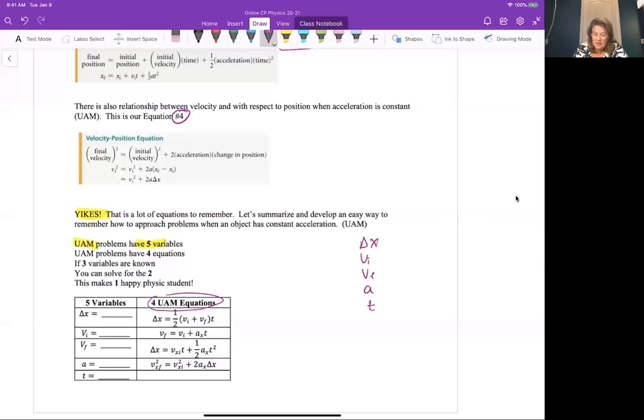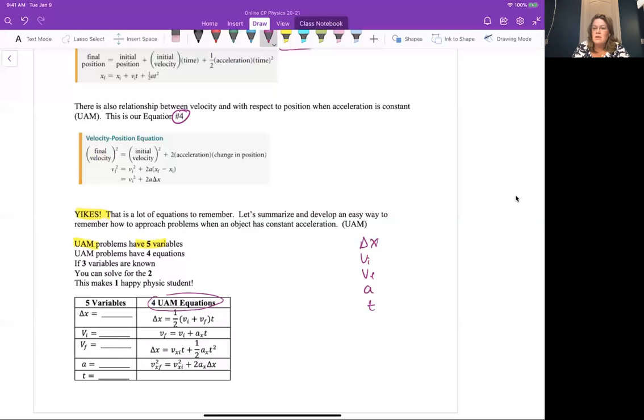Delta x is equal to V initial times time plus 1/2 A times t squared. What does that little subscript x mean? That's in the x direction. I can apply it in the y direction if I want to, and then I call it delta y. V final squared is equal to V initial squared plus 2 times the acceleration times the displacement. So there are my 4 equations.